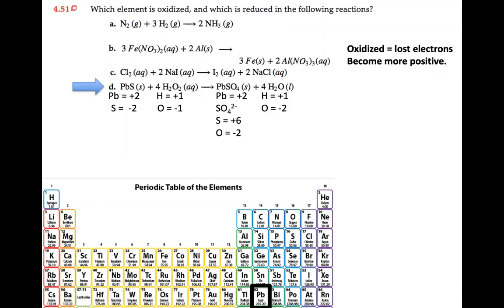The one that oxidized lost the electrons. It became more positive. It looks like that took place with sulfur. It started out as -2, became +6, so it was being oxidized. If I look now closely, something must be reduced. The only one that I see changing right here, it looks like I have oxygen go from -1 to -2. That would be how I would do my analysis there. So I think this oxygen atom is being reduced.